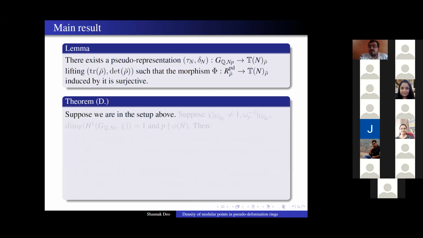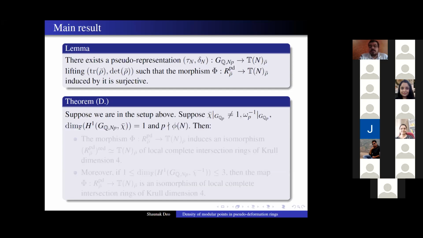Suppose we are in the setup above, and in addition, suppose that this chi bar, which was chi1 bar times chi2 bar inverse, where rho bar was chi1 bar direct sum chi2 bar, restricted to G_QP is not trivial or omega p inverse restricted to G_QP. Omega p is the mod p cyclotomic character. So suppose chi bar restricted to G_QP is not 1 or omega p inverse, and this Galois cohomology group H1 of G_QNP comma chi bar has dimension 1, and p does not divide phi of n. Phi is the Euler function.